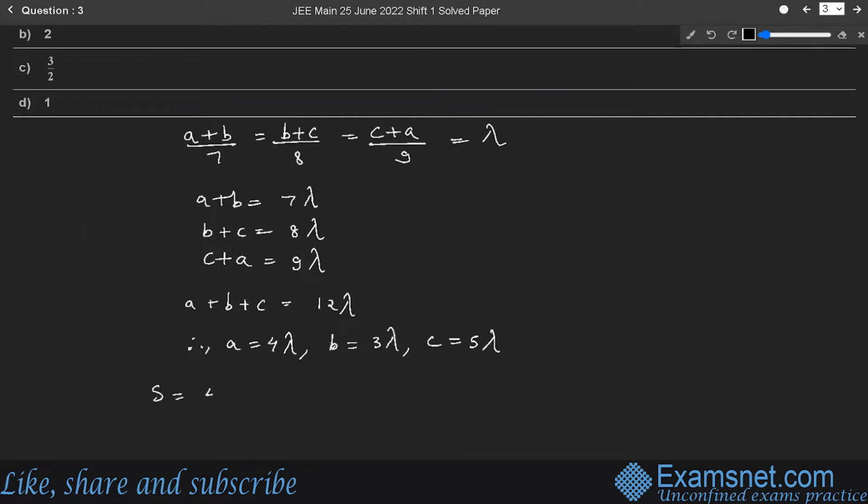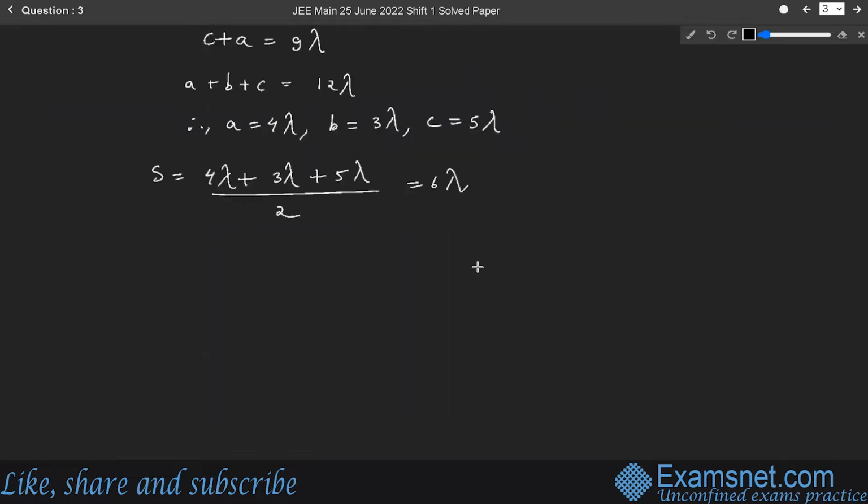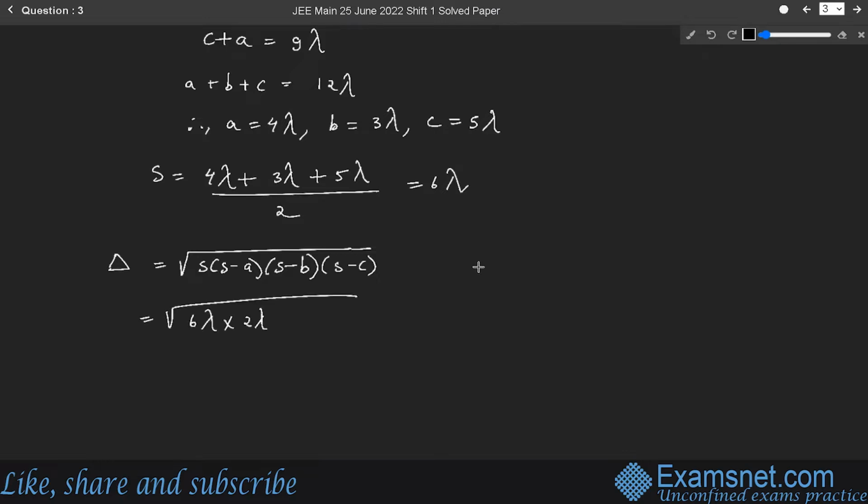So S will be equal to (4λ + 3λ + 5λ)/2, which is equal to 6λ. Therefore, the area, which is delta, will be √(S(S − A)(S − B)(S − C)). So it will be equal to √(6λ × 2λ × 3λ × λ), which is 6λ².